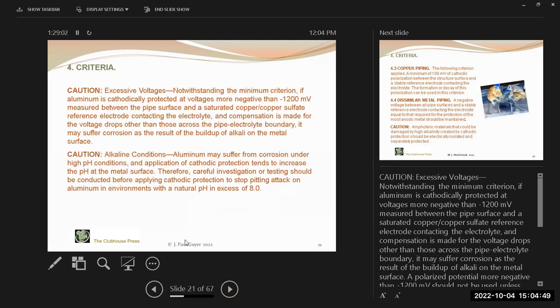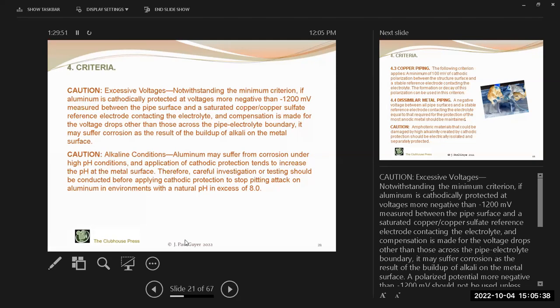A couple more cautionary comments. Excessive voltages, notwithstanding the minimum criterion: if aluminum is cathodically protected at voltages more negative than 1200 millivolts measured between the pipe surface and the standard saturated copper sulfate reference electrode contacting the electrolyte, the soil, and compensation is made for the voltage drops other than those across the pipe electrolyte boundary, it may suffer corrosion as a result of the buildup of alkali on the metal surface.